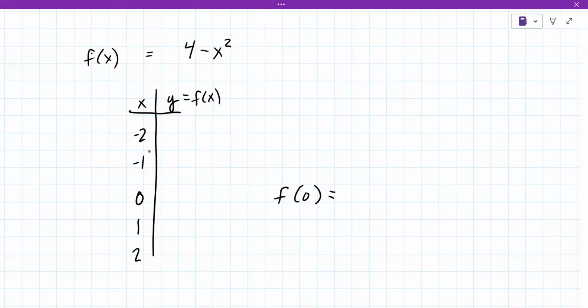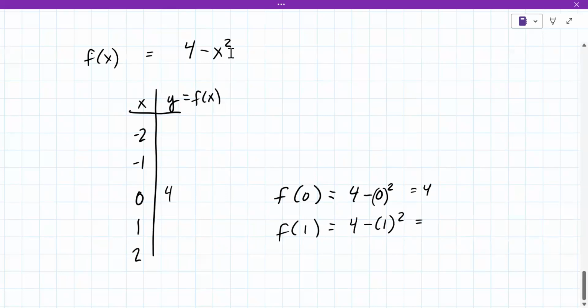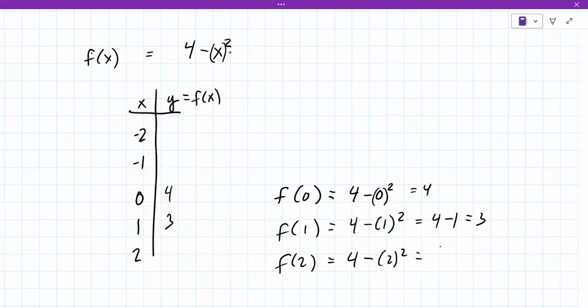Okay. F of 0, which is 4 minus 0 squared, which is 4. F of 1 is 4 minus 1 squared. Notice I'm putting the number in parentheses for x, like I'm really treating it like there's a parentheses there. So this is 4 minus 1, which is 3. And then f of 2 is 4 minus 2 squared, which is 4 minus 4. That's 0. Now we're going to do f of minus 1.